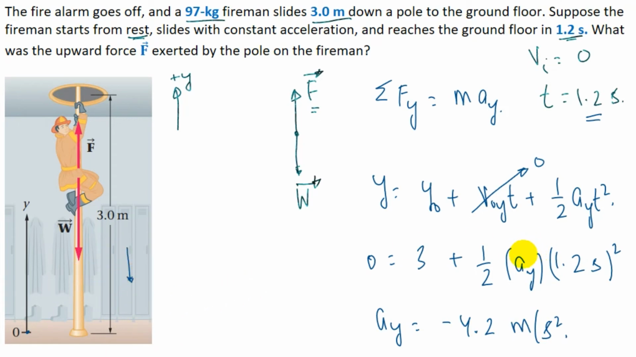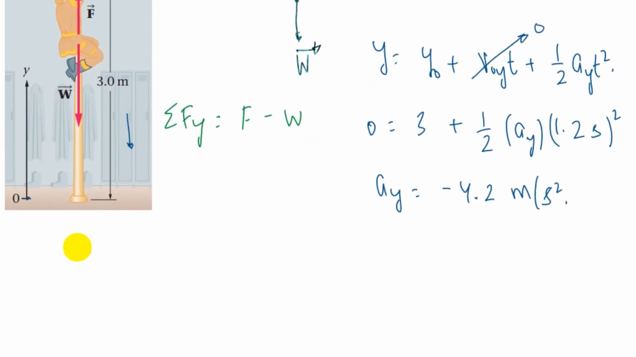Okay, now we can apply Newton's second law of motion. So sigma Fy is m times ay. Now the net forces acting on the object, sigma Fy, will be equal to, upward direction we have taken positive, so plus F, downward is negative, so minus W. This will be the net force. So we can equate sigma Fy to m times ay. So F minus W is equal to m times ay, right? From here F will be equal to W plus m times ay.